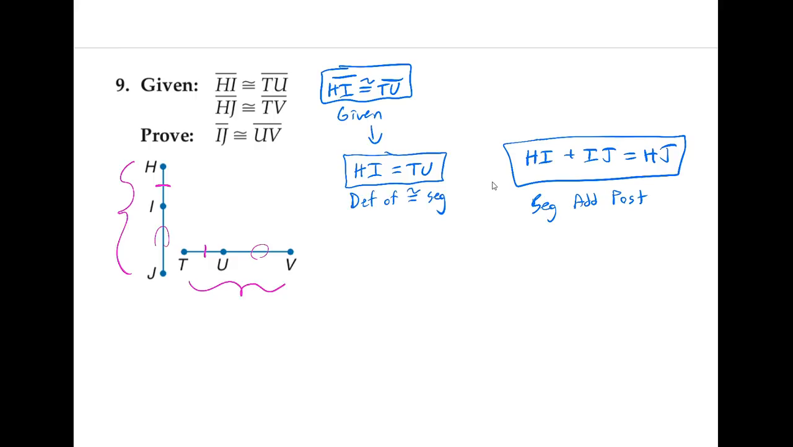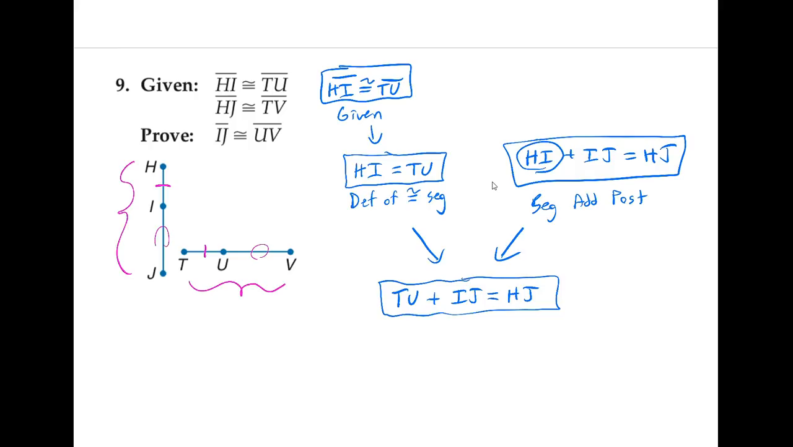Okay, so now I could combine these two, and I could say, together, what do these make, right? I can replace the HI here with a TU. So now I have TU plus IJ equals HJ. Okay, so where am I going with this, right? I've substituted one out, but really what I want to do is link this to the other segment.